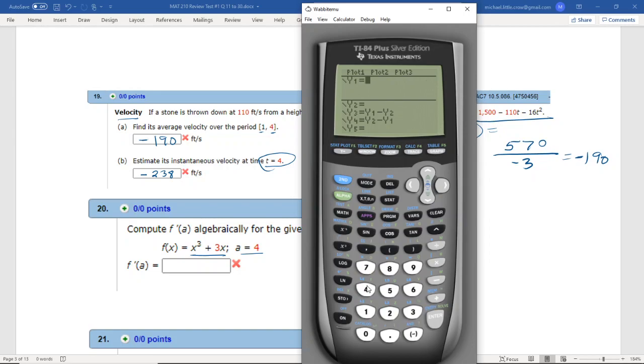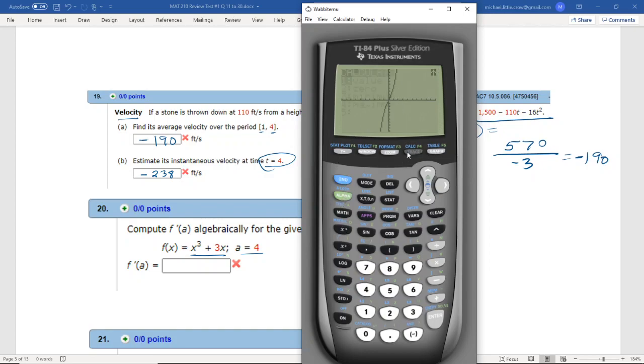In the y1, we'll put x to the third plus 3x. I will go to zoom. Since we're looking at 4, let's just do a zoom standard. Probably will show enough. So at 4, what we want to do is find the derivative.